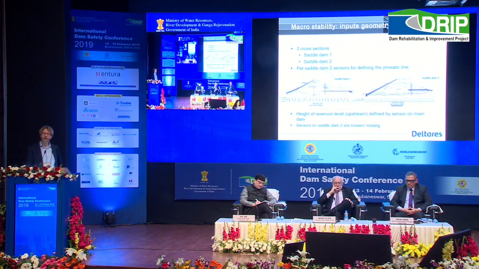We also looked at the macrostability inwards. We looked at two cross sections. There were cell-dam 1 and cell-dam 2. And per cell-dam, we had two sensors for defining the phreatic line. We had one on half of the inside, and two on the inner rock layer. Well, the height of the reservoir level was defined by a sensor on the main dam, the Barre dam itself.